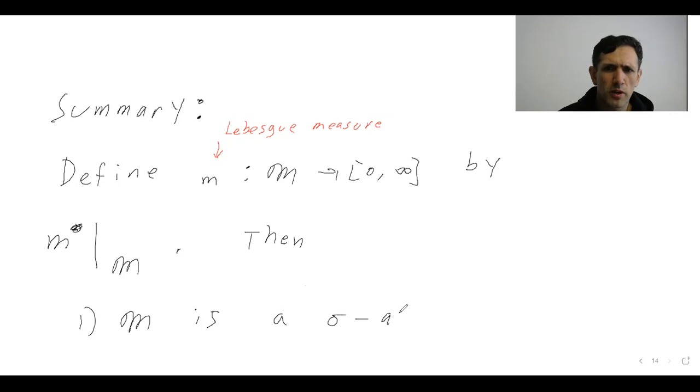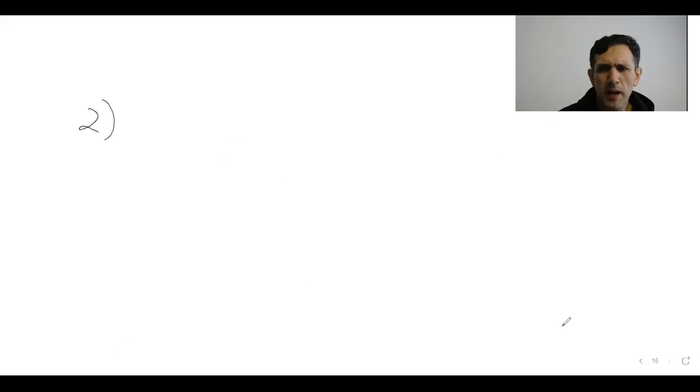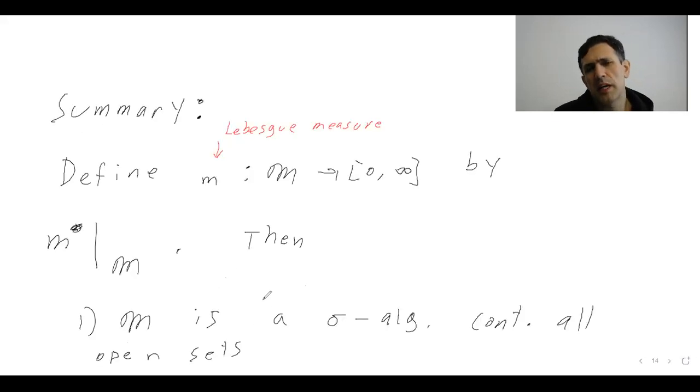One, script M is a sigma algebra containing all open subsets of R. I'm not going to reiterate exactly what this means, but as I've mentioned multiple times, and hopefully convinced you through examples and the definition of a sigma algebra containing all open sets, script M contains every single possible subset of the real line that you can probably ever imagine using in any future mathematical endeavor that you partake in.